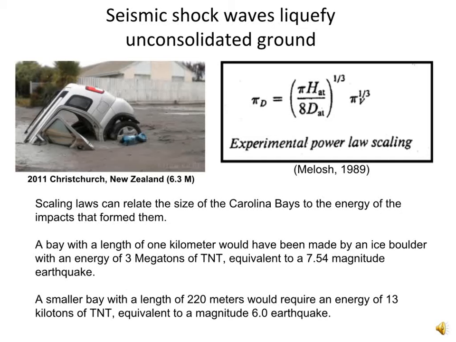Scaling laws relating crater size to impact energy indicate that a bay of 1 kilometer would have been made by an ice boulder with an energy of 3 megatons of TNT, which is equivalent to a 7.54 magnitude earthquake. A smaller bay of 220 meters would require an energy of 13 kilotons of TNT, equivalent to a magnitude 6.0 earthquake. Seismic vibrations of magnitude 6.0 or higher are generally sufficient to liquefy saturated soil.